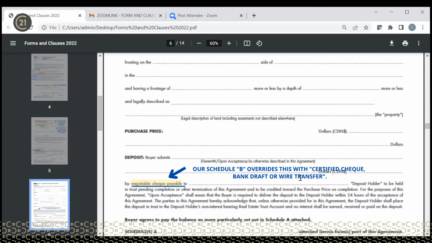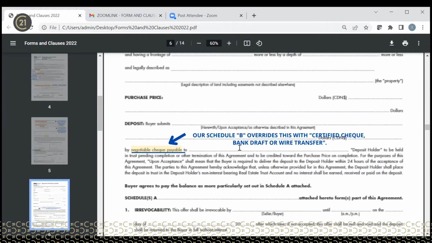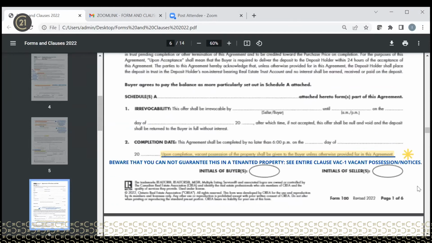Our Schedule B overrides negotiable cheque with certified cheque, bank draft, or wire transfer. And in most cases, that is correct. Make sure that if you are doing something where, for whatever reason, there is no definition about the deposit, you change negotiable cheque to either certified cheque, bank draft, or wire transfer. We do not accept non-certified cheques, neither do most brokerages. So I just want to point that out.